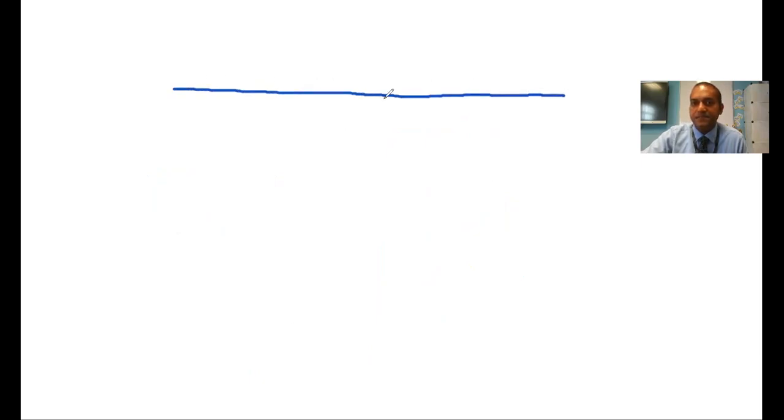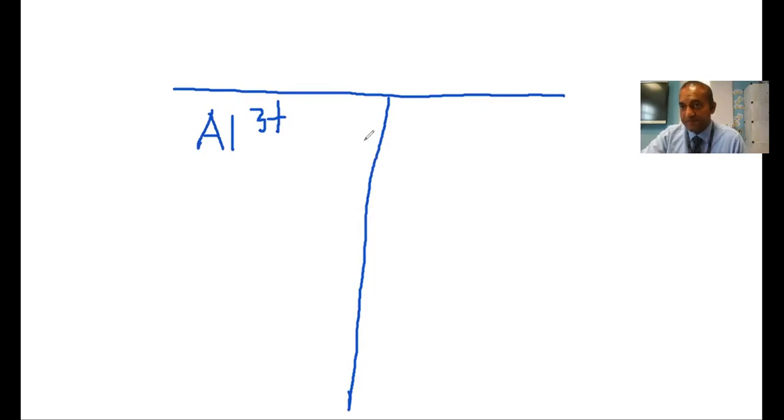The last one just now was aluminum oxide. Same, we make this T. If you look at the periodic table, aluminum is in group 3, so aluminum is 3 plus. Oxygen is in group 6, so oxygen is 2 minus.